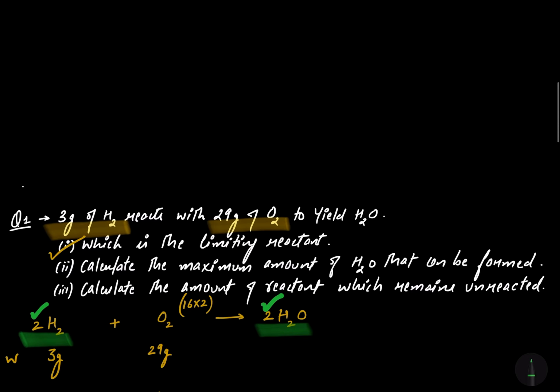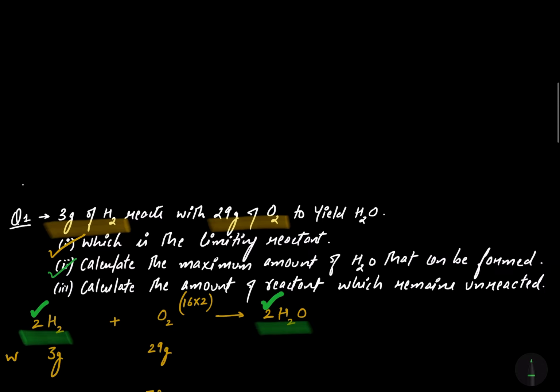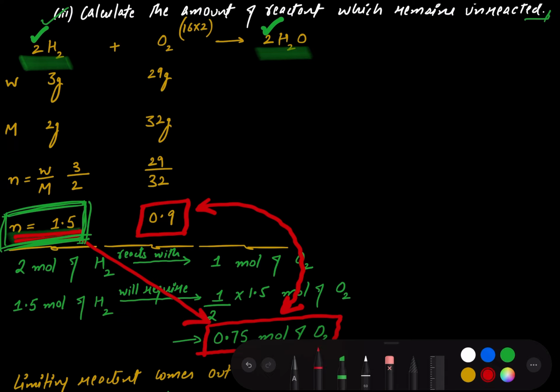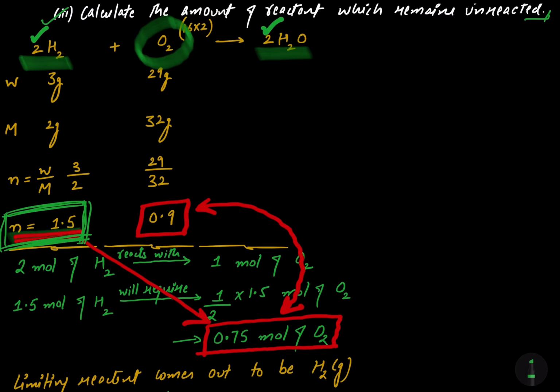Now I got this answer to be 27 grams, my limiting reactant to be H2. Now what's the third question? Calculate the amount of reactant which remains unreacted. Now which reactant was in excess? My dear students, which reactant was in excess? It was O2. My O2 was in excess because the requirement was of 0.75 moles, but I was available with 0.9 moles. So obviously excess was O2.